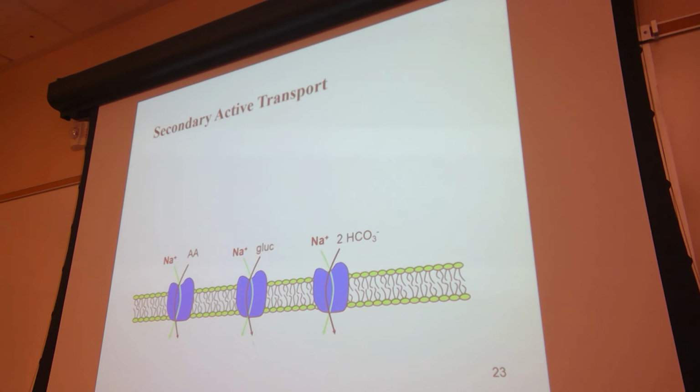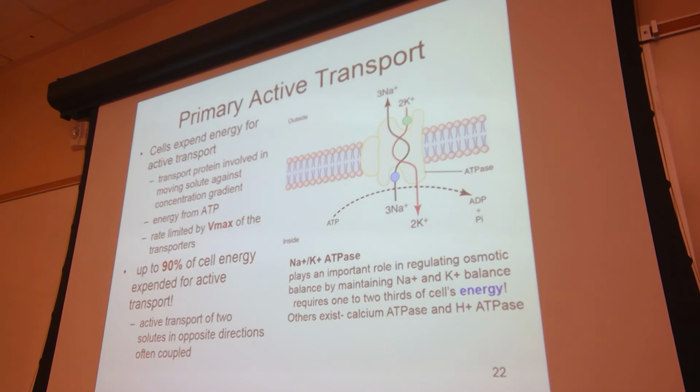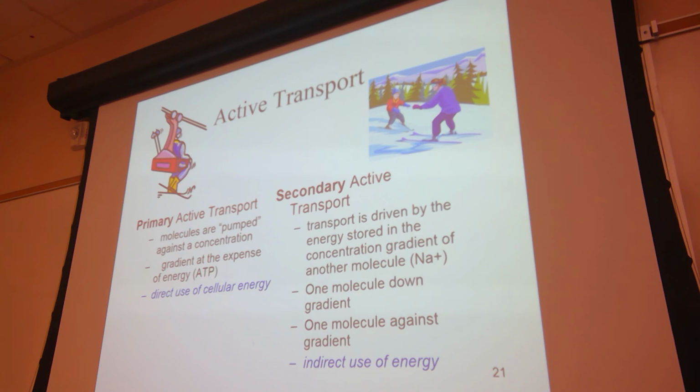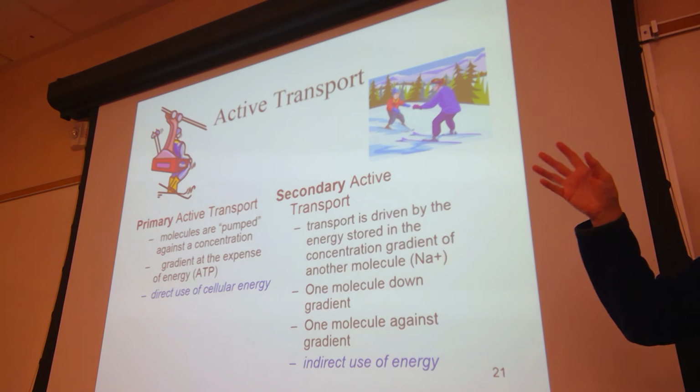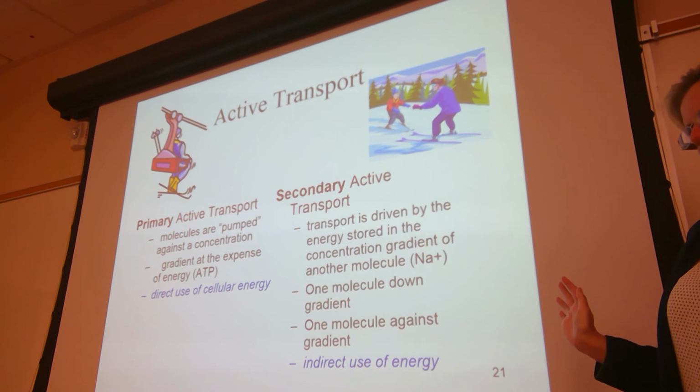Now, what about secondary active transport? Let me go back just a moment. Why do I have a picture of people skiing for active transport? So, secondary active transport does not directly use ATP. It indirectly uses it. So here's my stupid analogy.